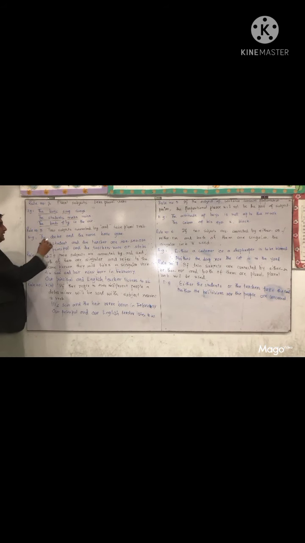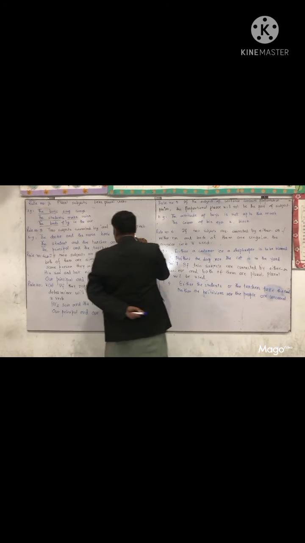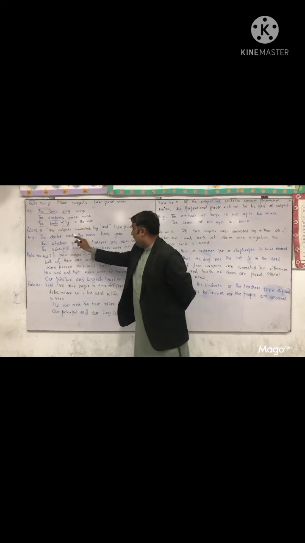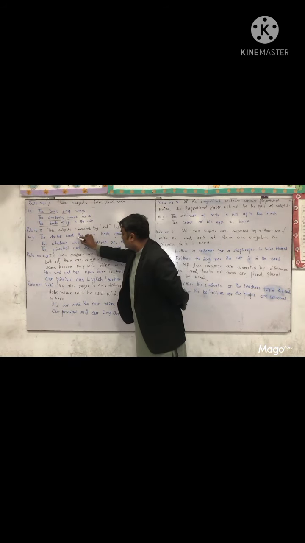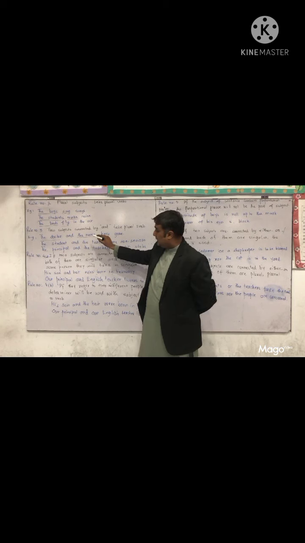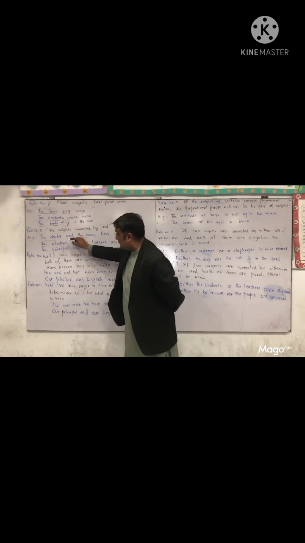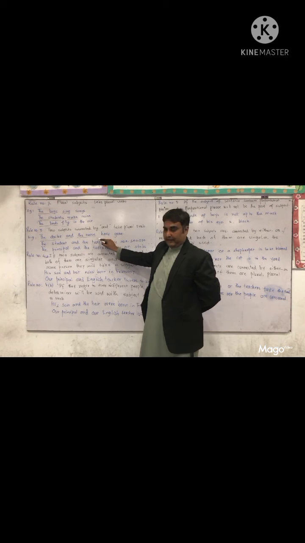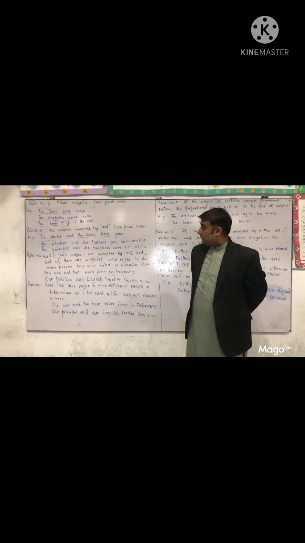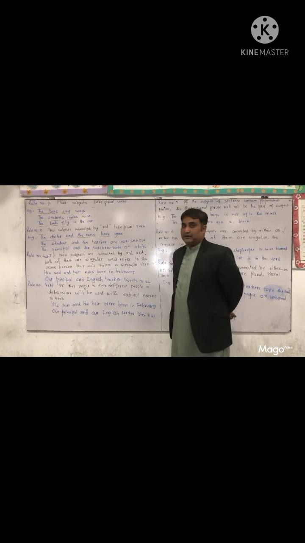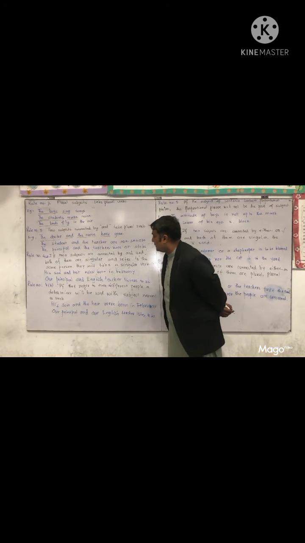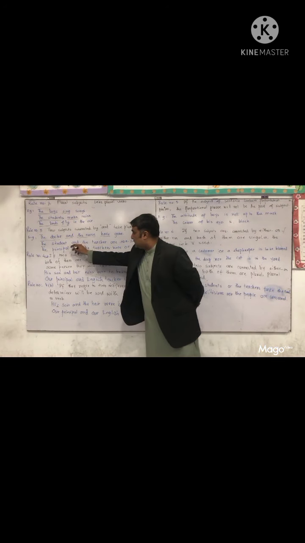Rule number 3 is when two subjects are connected by and, they take plural verb. The doctor and the nurse have gone. The doctor is one subject and the nurse is another subject, and both of them are connected by and. When two subjects are connected by and, they take plural verb. The doctor and the nurse have gone. The student and the teacher are non-serious. The student is singular and the teacher is another singular, and both of them are connected by and.